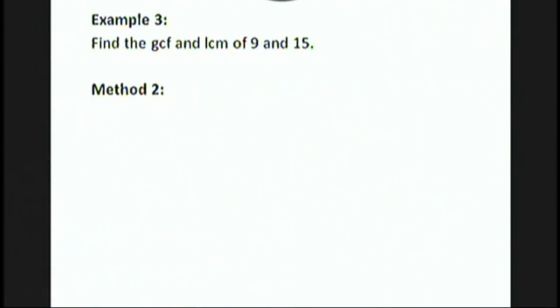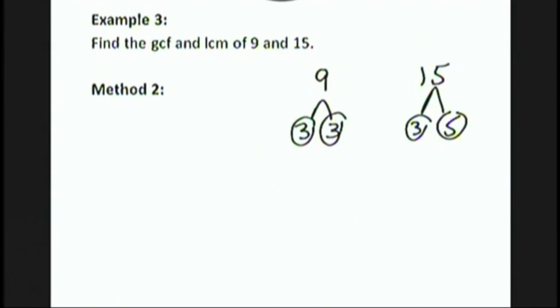Let's look at another method. A second way to do this is to get the prime factorizations of both 9 and 15. So let's make factor trees for each of these. Okay, so we see that 9 is equal to 3 squared, and 15 is equal to 3 times 5.